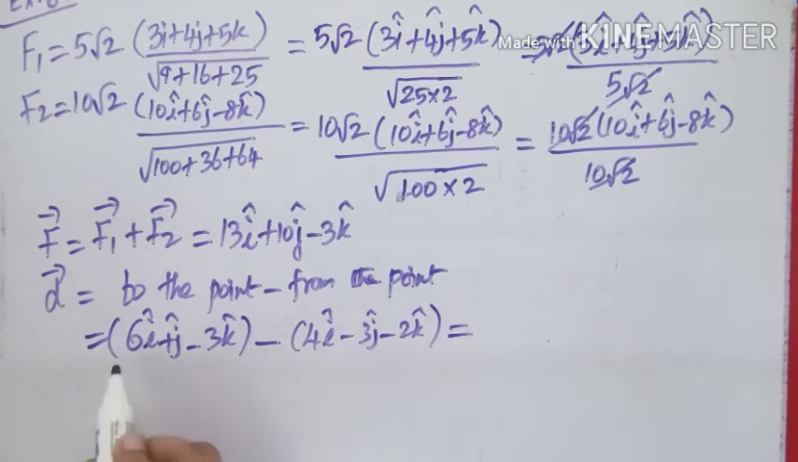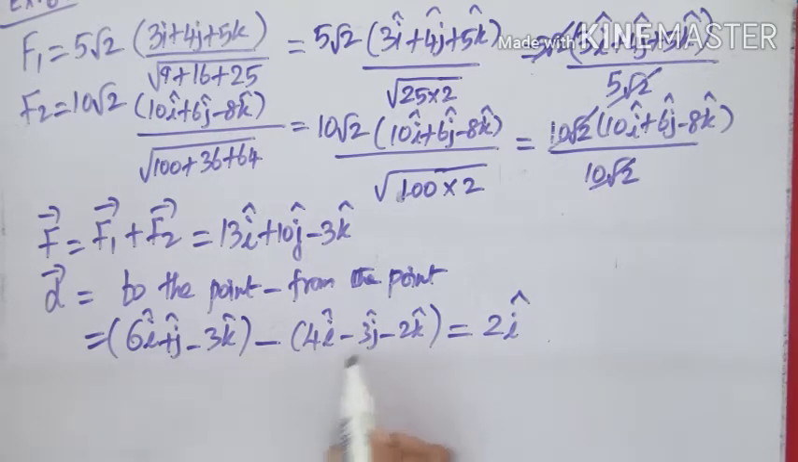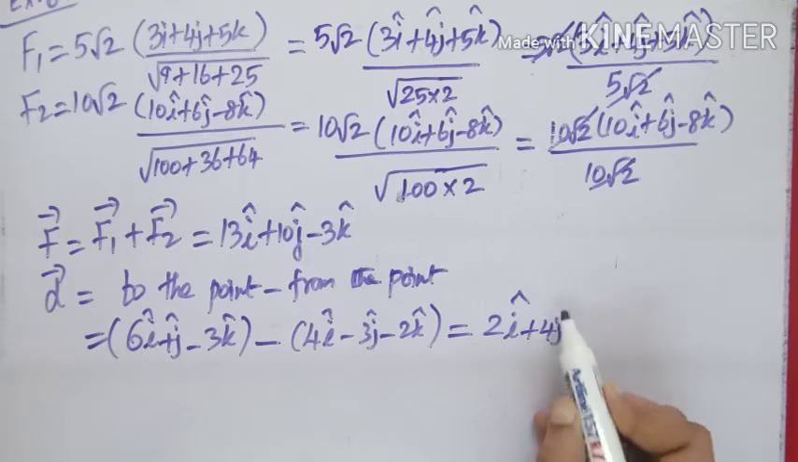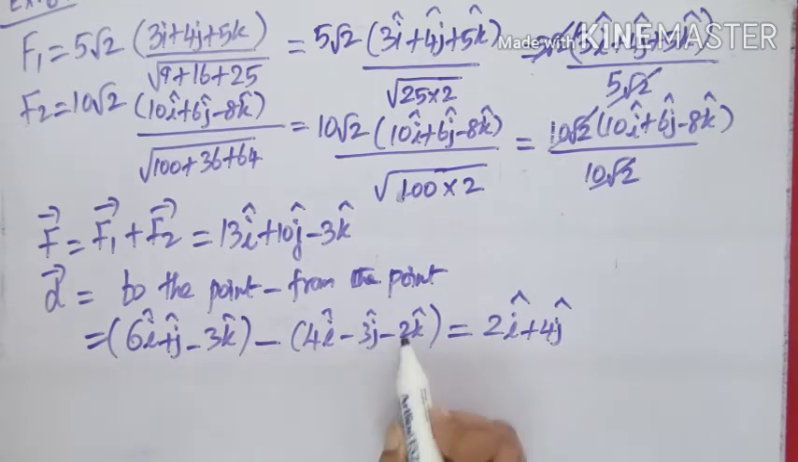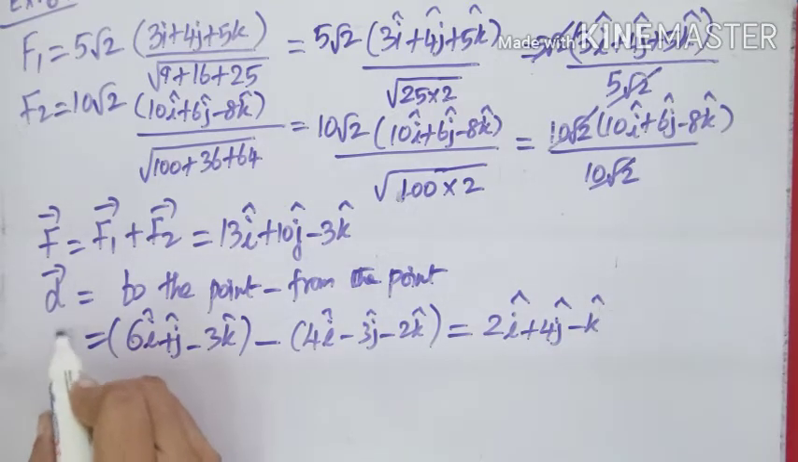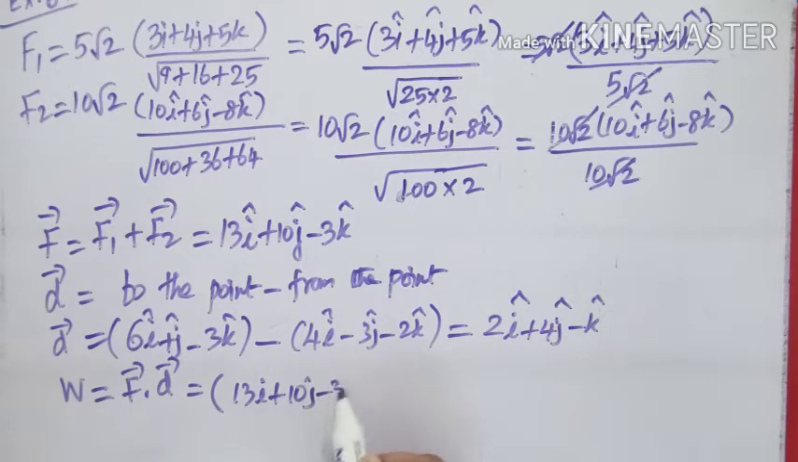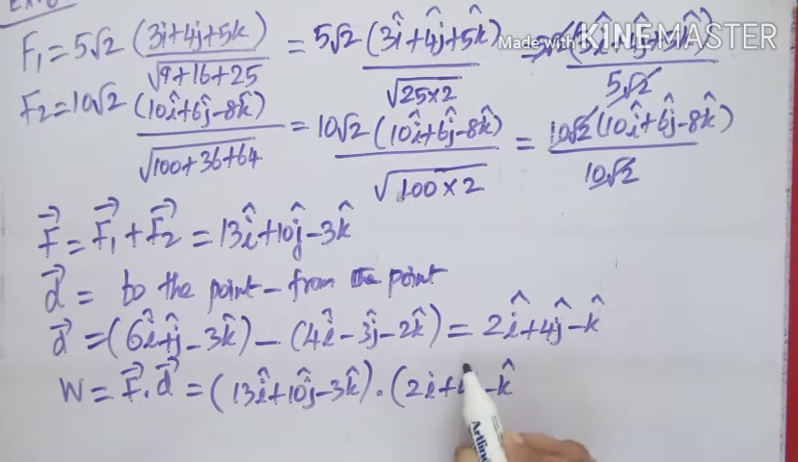As I subtract 6I minus 4I, 2I, J plus 3J, 4J, minus 3K plus 2K is minus K. Once I know F and D, work done is equal to F dot D. F is 13I plus 10J minus 3K. Dot D is 2I plus 4J minus K.